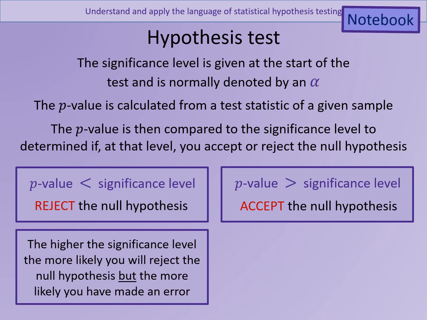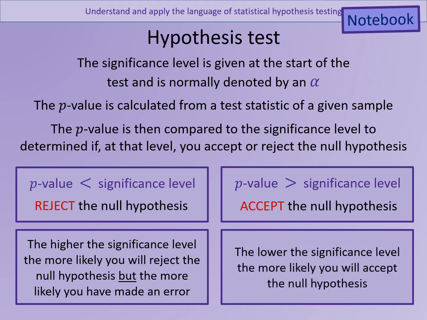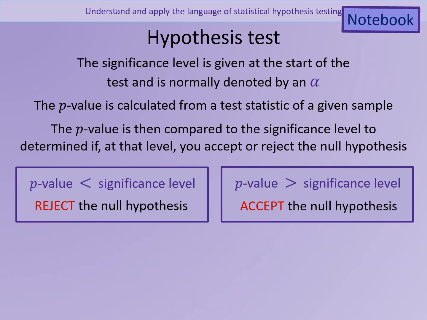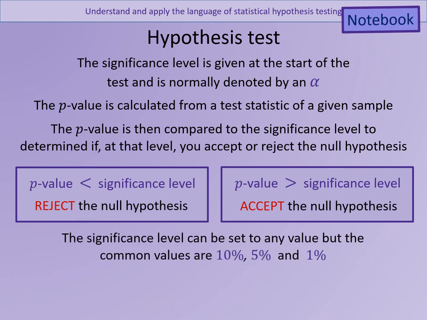If you choose a high significance level, you're more likely to reject the null hypothesis. However, it's more likely that you would be incorrect in doing this. In other words, you would be rejecting the null hypothesis even though it was correct. Conversely, if you choose a low significance level, it's more likely that you will accept the null hypothesis. Typical significance levels are often 10, 5 or 1%.